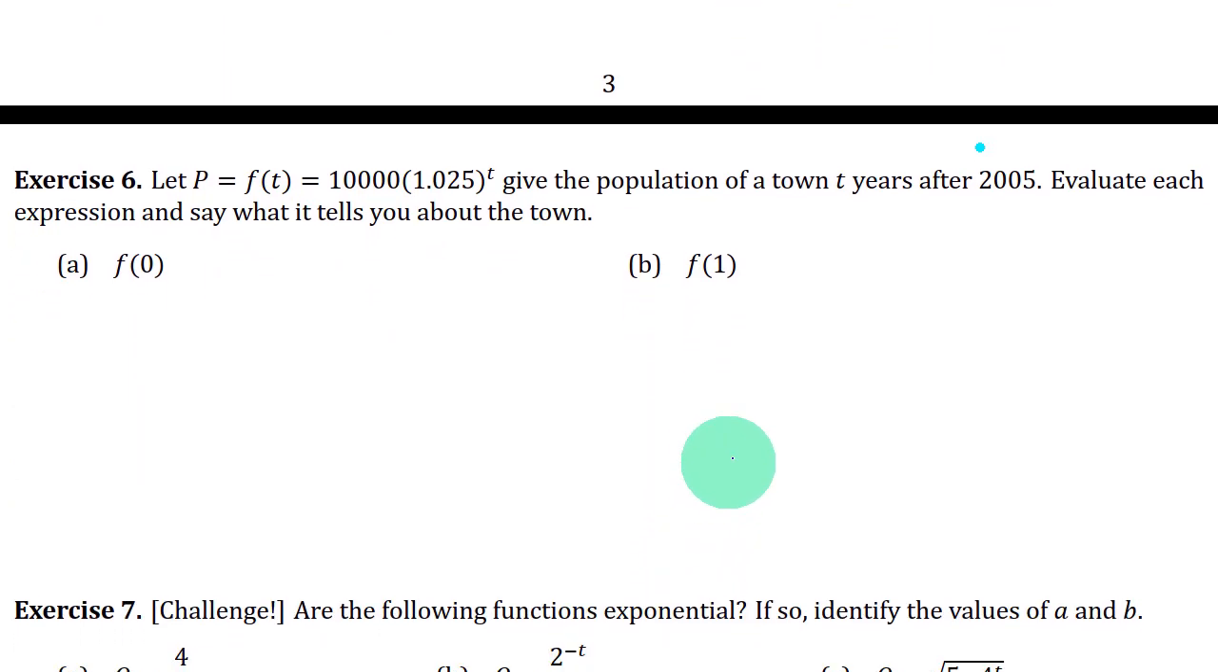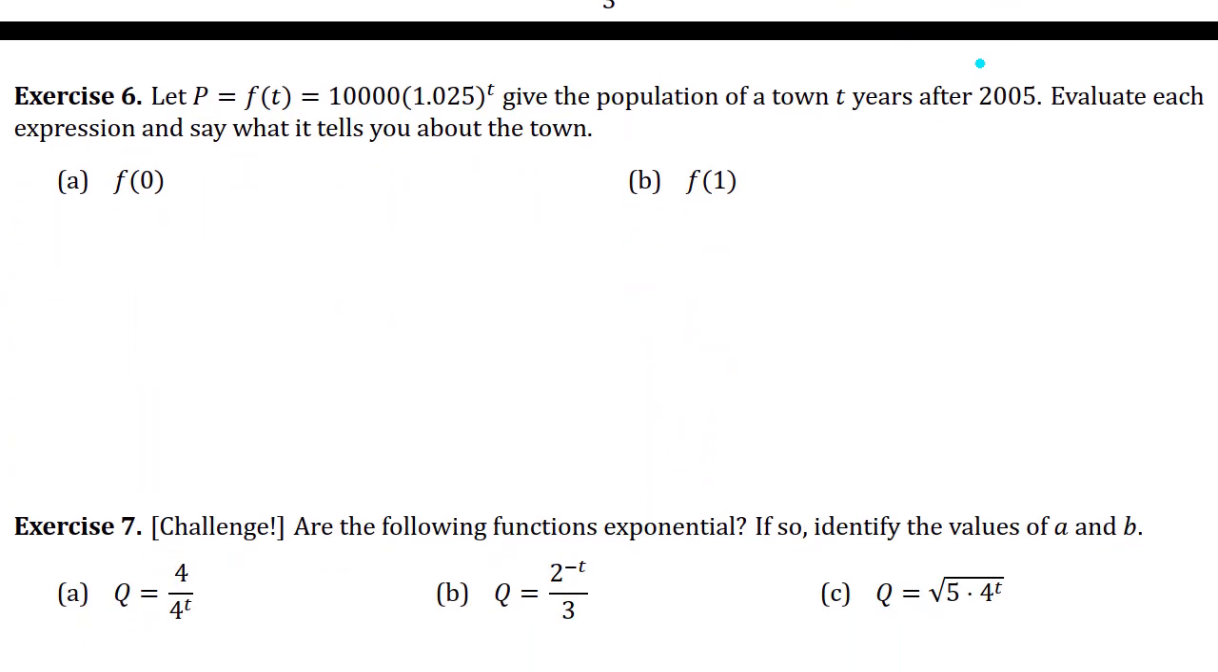Okay, so let's look at the answers to exercise 6 next. If p equals f of t equals 10,000 times 1.025 to the power t, and that gives the population of a town. So the result of this, p, is the population of the town, where t is the number of years after 2005. Let's evaluate each expression and say what it says about the town.